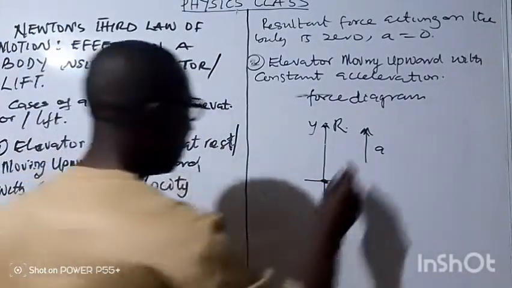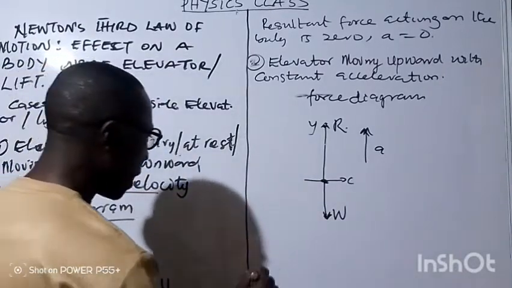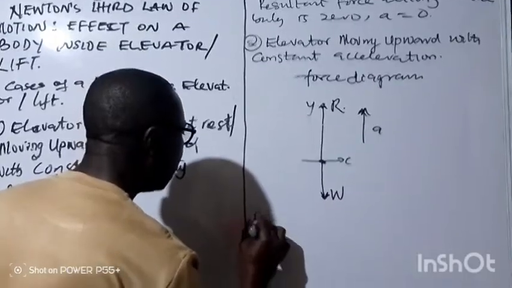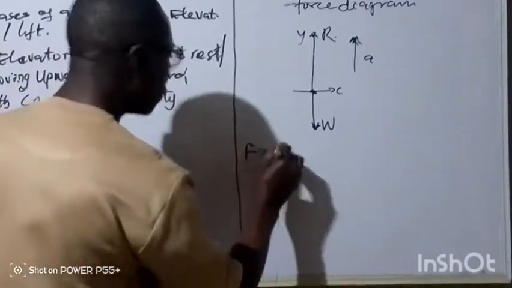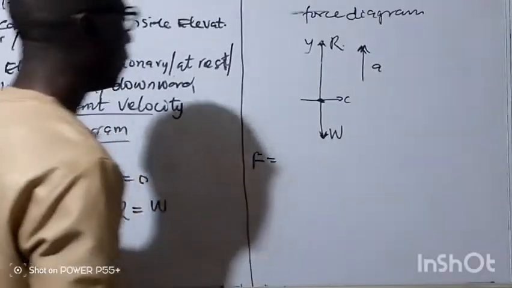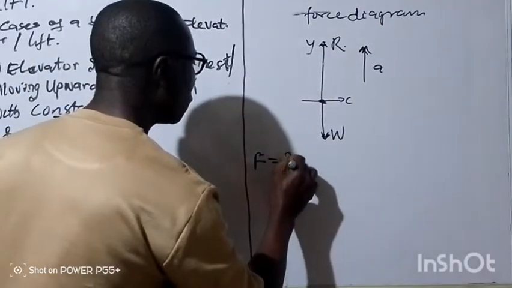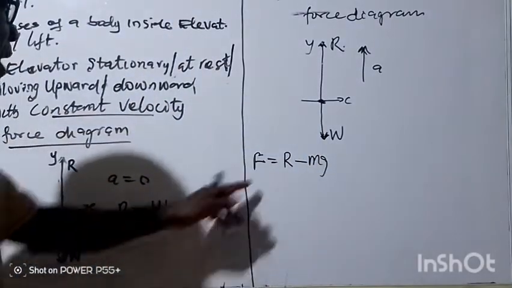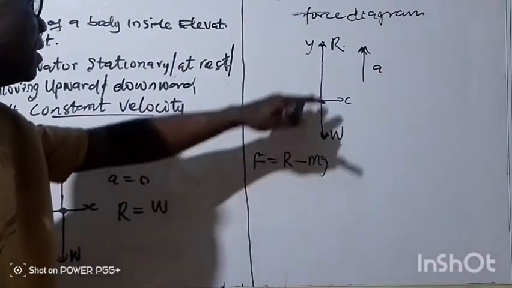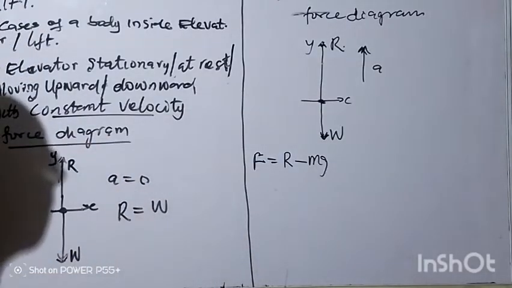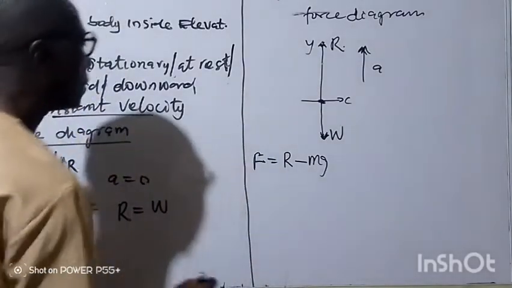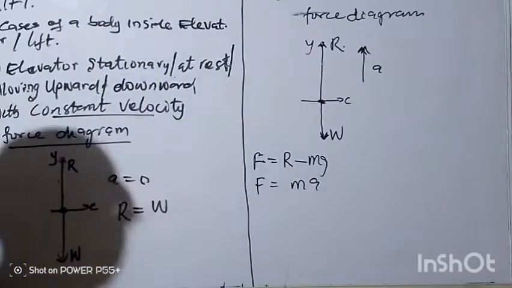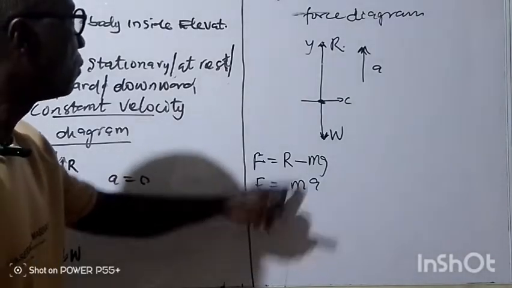So from what we have seen so far, we can now add that the resultant force F will be equal to R minus mg, since the reaction on the floor is greater than the weight. That's the resultant force on the body. At the same time, the accelerating force, which is the same force, will be equal to ma, since the body will accelerate up.